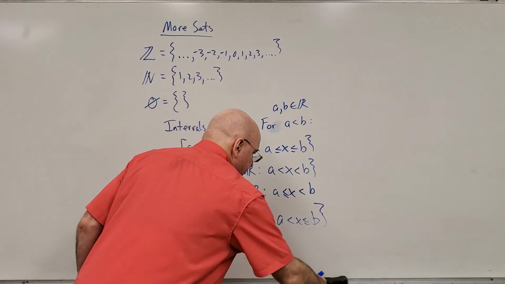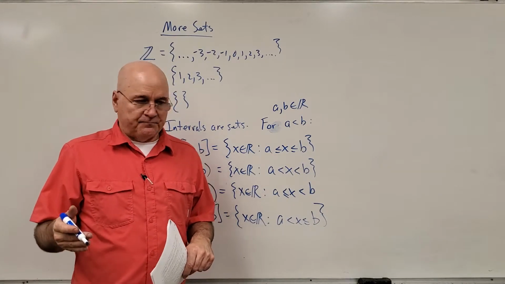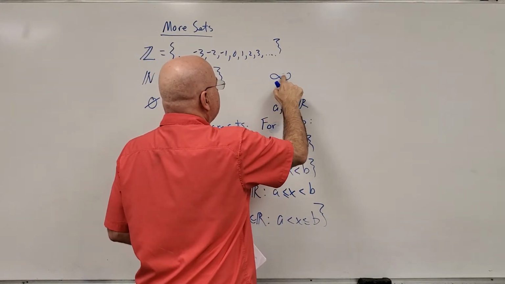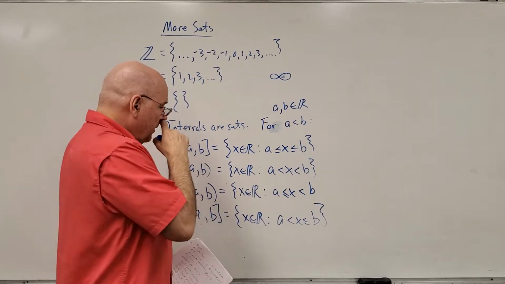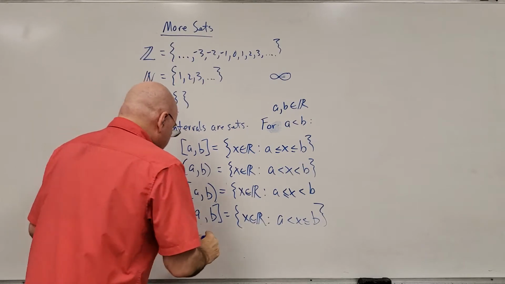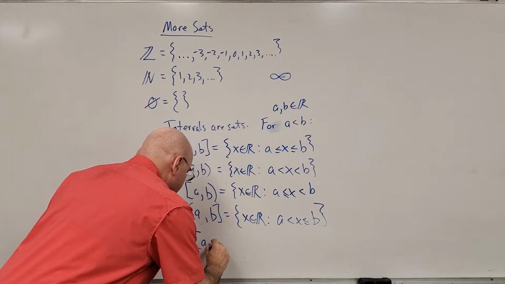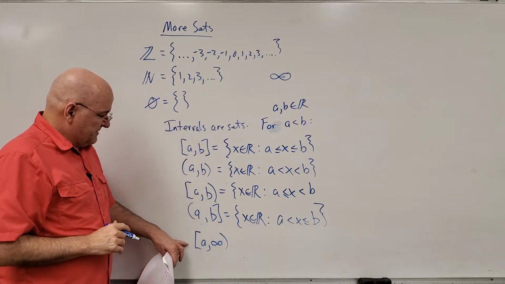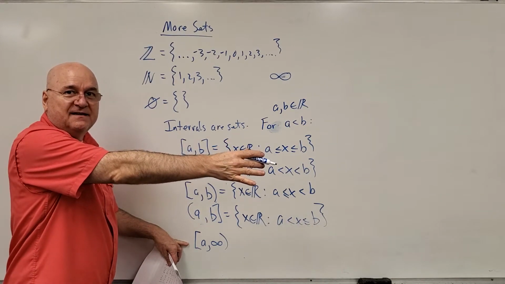And I guess I should do 2 more that involve infinity. Hopefully you've all seen this symbol. Oops, that's not very good. It's almost like a racetrack. The infinity symbol, well, that's a positive infinity. If you take something like that, this means all of the numbers from a all the way up to infinity.